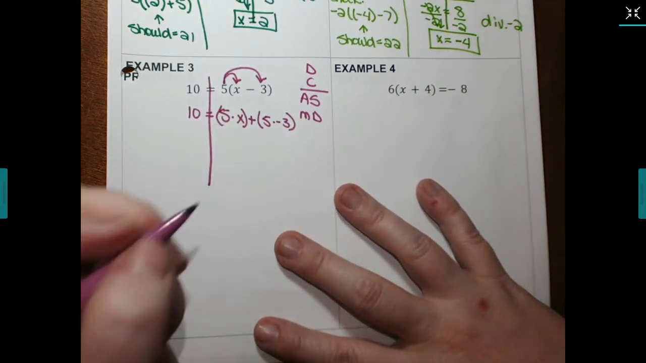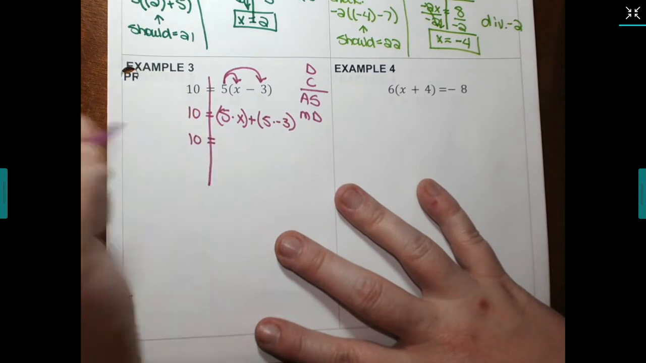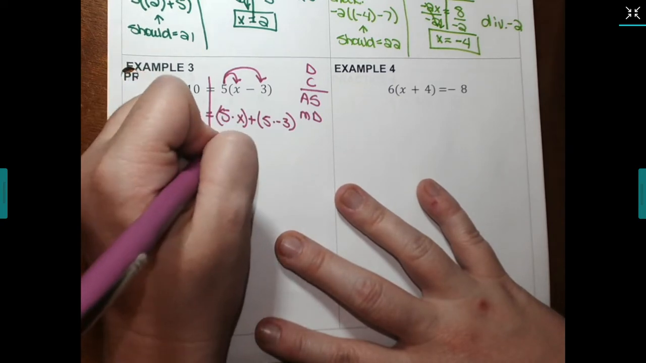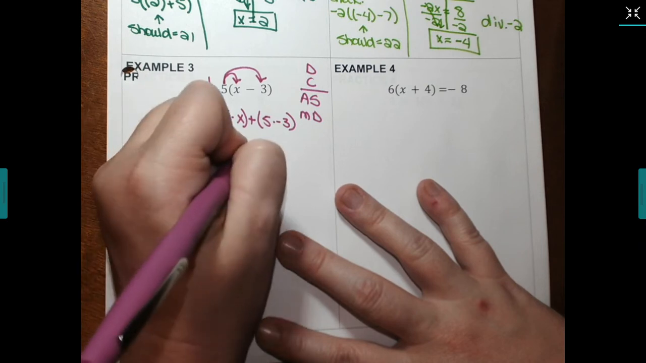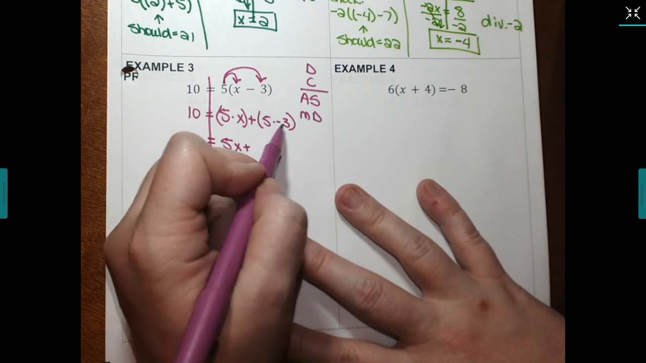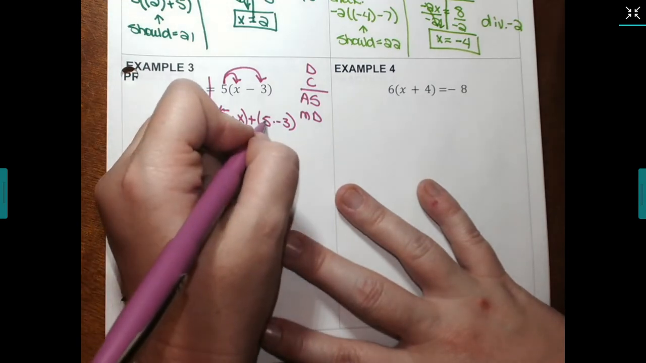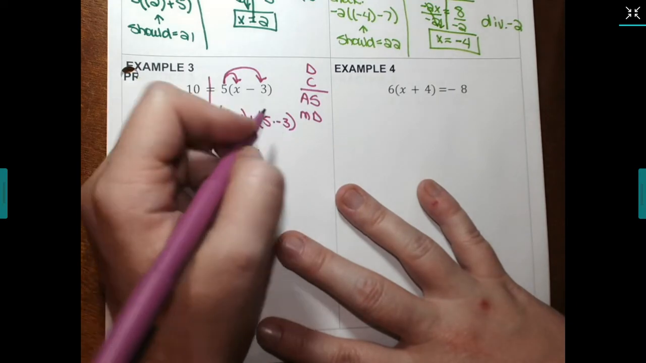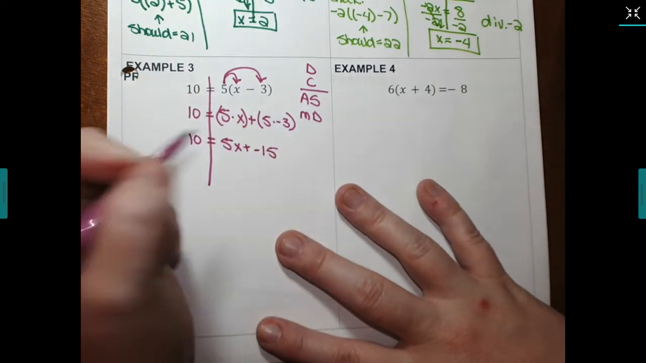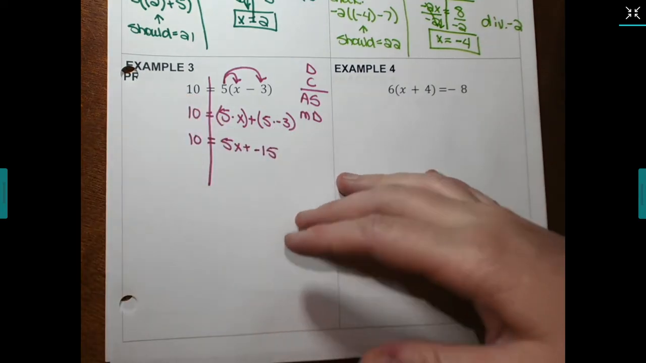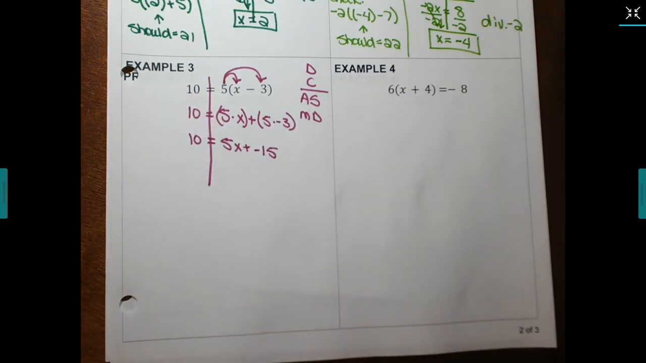Okay? 10 equals 5 times x, I know is 5x. And then this is going to be plus 5 times -3. I know because it's positive times negative, it's going to be negative. And it's going to be 15. Also, great opportunity to check that in Desmos. 5 times -3. I'm telling you, if there's negatives, just Desmos. Always Desmos.